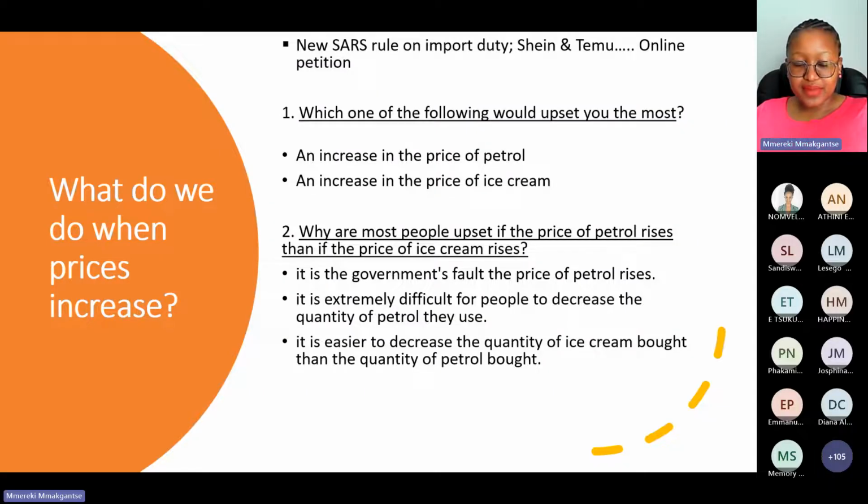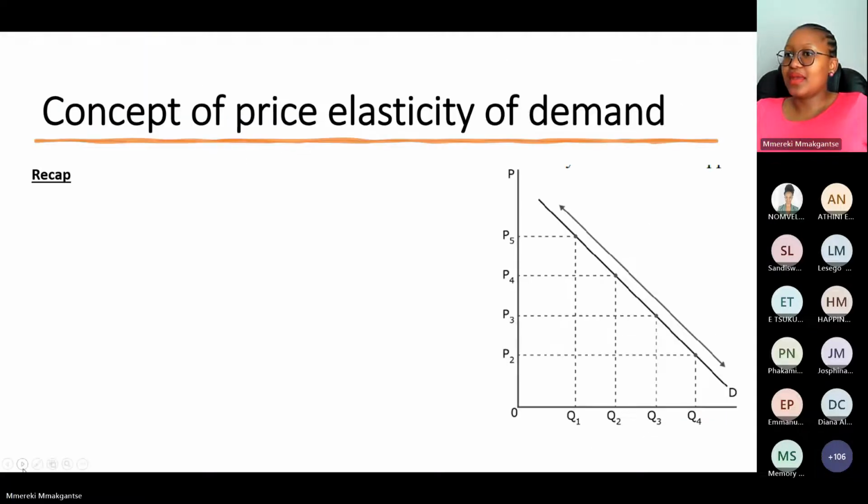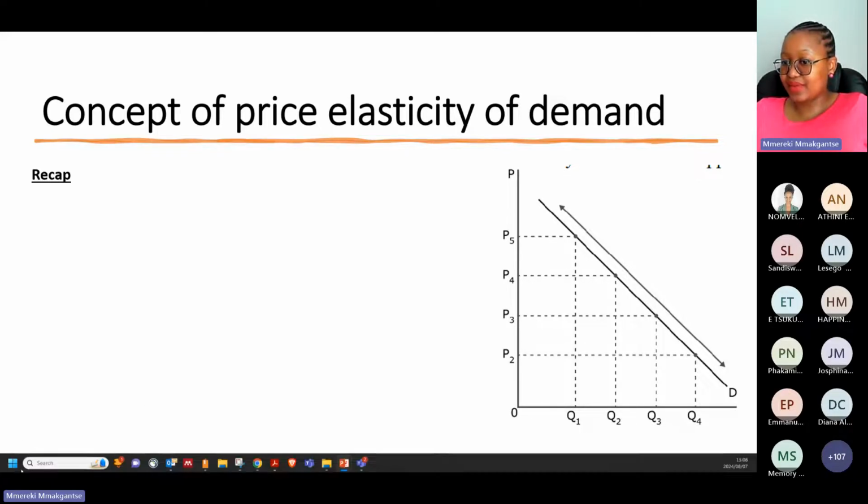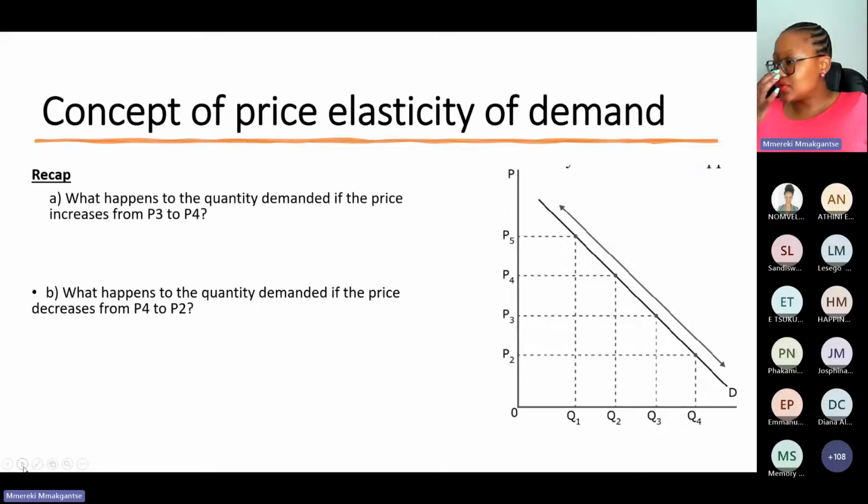And also, it is easier to eat less ice cream than to use petrol. As the price of petrol increases, it is very difficult to reduce the quantity of petrol we demand. That is probably why we get more upset if the price of petrol increases. This is a recap from the concept of elasticity. Remember? Recap.